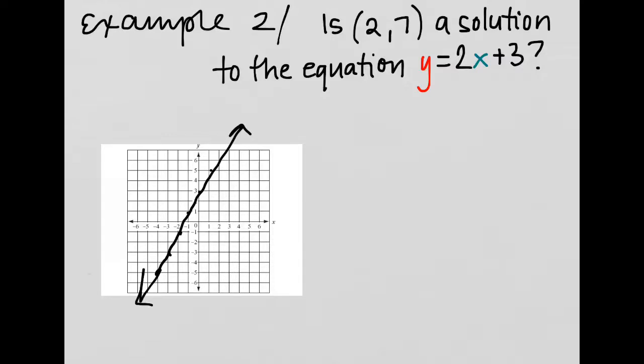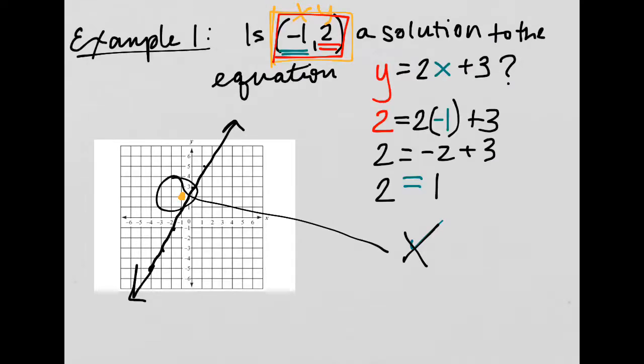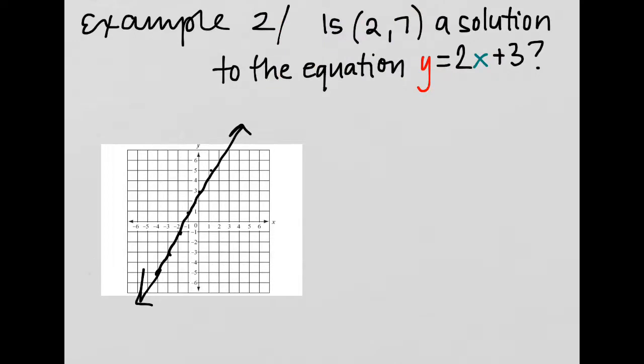All right, let's try it again with another point. It's the same equation as you can see here. Same line, different point. So let's plot it. Let's see. 2, come over 2, come up 7.